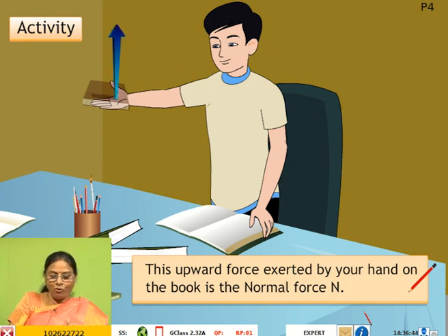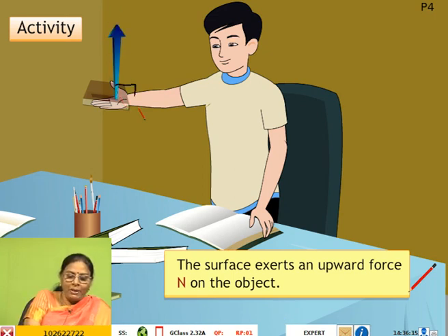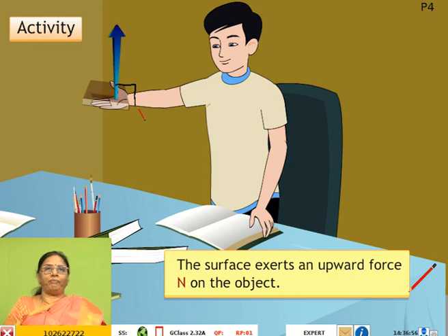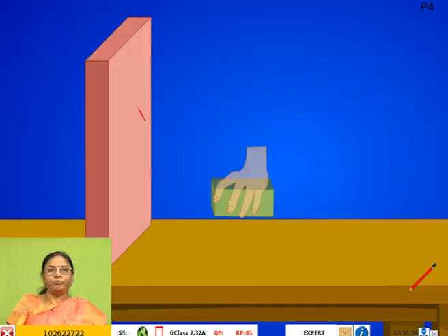And this normal force will always be perpendicular to the surface from where it acts. Here the surface is your palm, and this force will be perpendicular to your palm. Okay. It is perpendicular to the surface from where it acts. Is that clear, children? Okay.